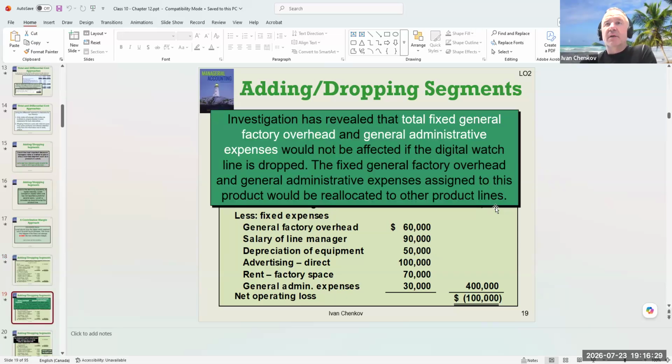Additional information available is that the total general factory overhead, which is $60,000, and the general administrative expenses, which is another $30,000, in total $90,000, will not be affected. So if the company stops producing these digital watches, this $90,000 will not be eliminated. They're going to stay with the company. The other thing is that the fixed general factory overhead and general administrative expenses will be assigned to another product.